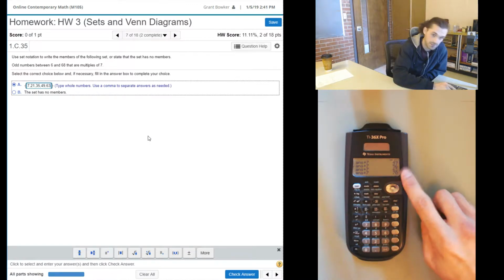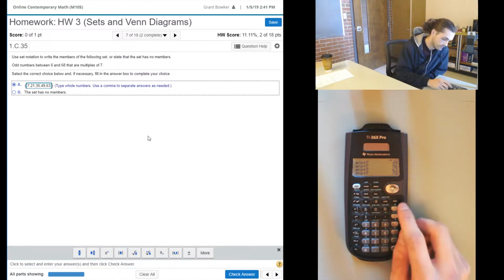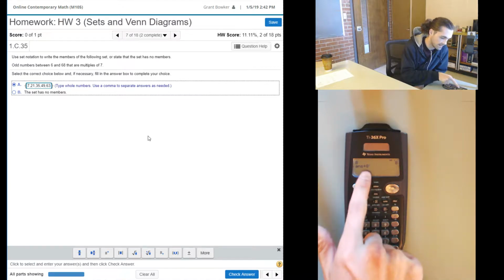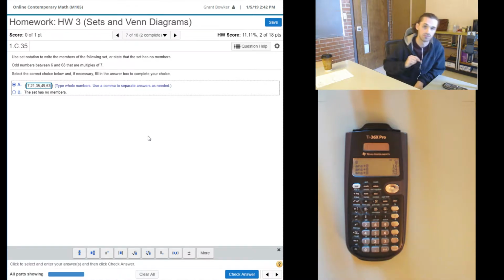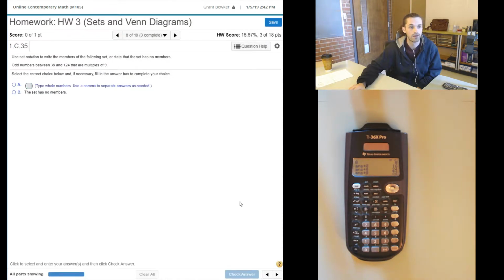So recognize using your calculator can make this process much easier. If you wanted to do multiples of 8, you'd hit 8, enter, and then plus 8 to add 8 to your previous answer. And you can keep hitting enter to get your multiples of 8. Here we were doing multiples of 7, just showing you the process for a different set of multiples. Let's go ahead and check our answer, and it's correct. Yay! All right.